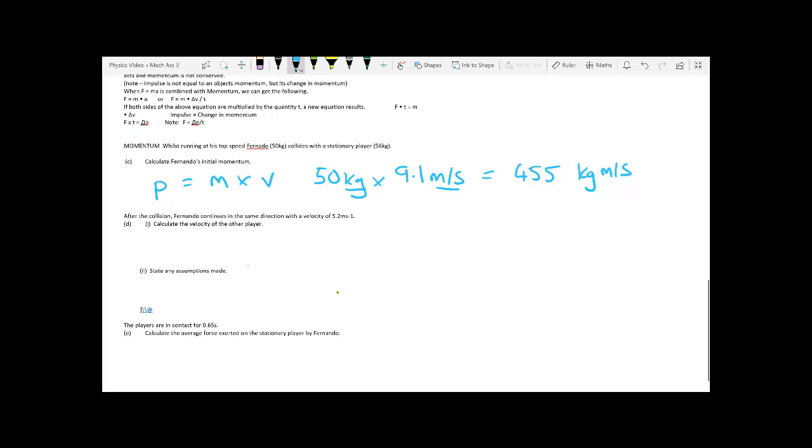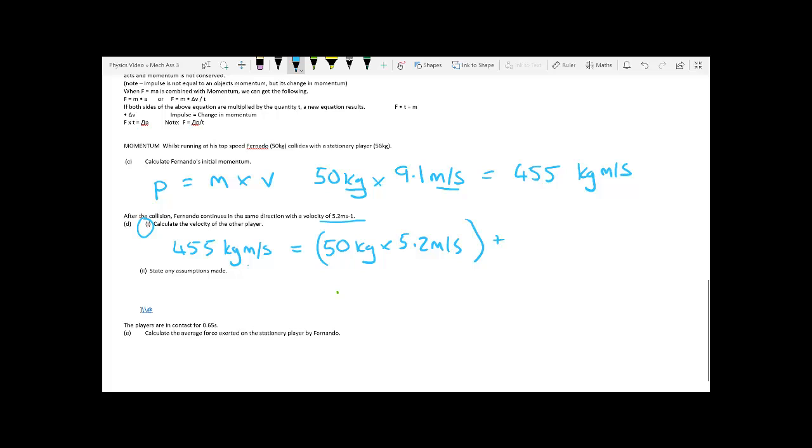But this next one's going to be worth a lot more. That's kind of like worth an excellence. So now, because the other player was stationary, this is the total amount of momentum. I'm making some assumptions here that momentum is conserved. There are no external forces acting, so that's going to be equal to, now obviously he hasn't lost weight in the process, so it's going to be 50 kgs times whatever the velocity is of Fernando, which is 5.2 meters per second. So 50 times 5.2.